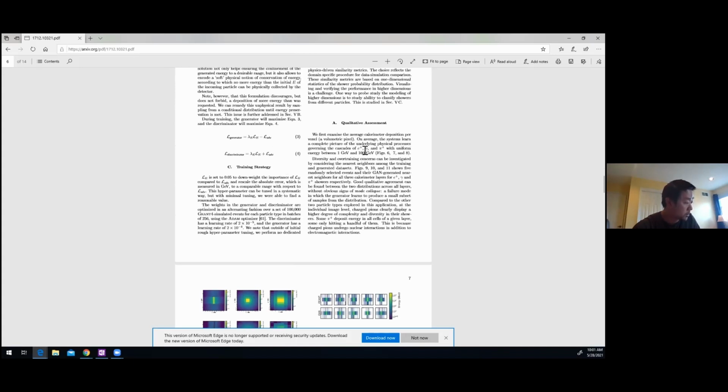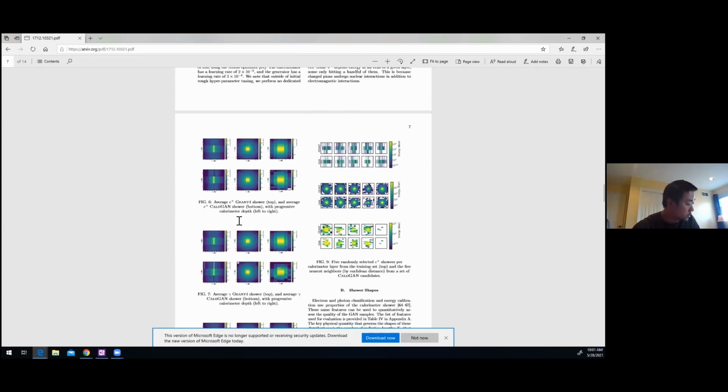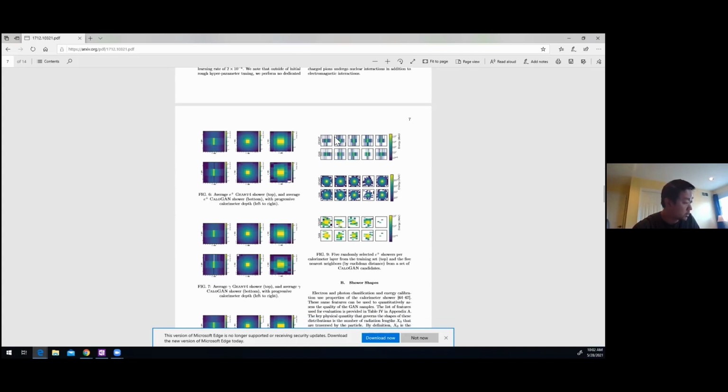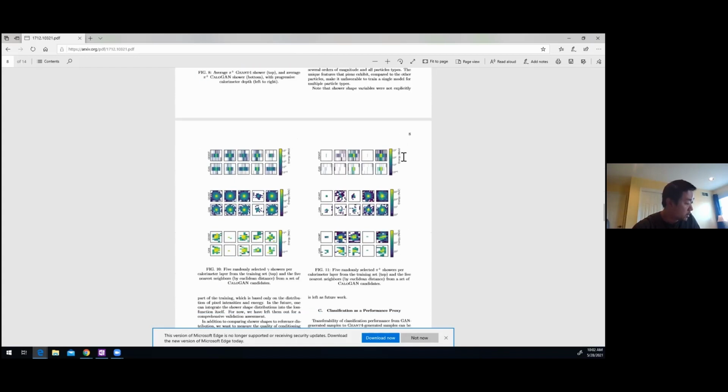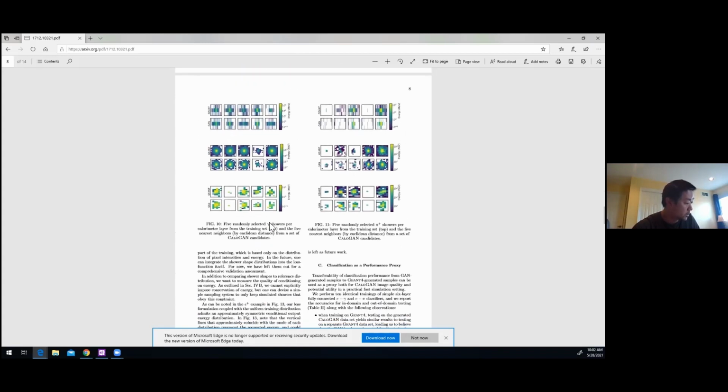You see they have positrons, photons, and pions in a range of incident energies. And yeah, so these are like the average images that they can make. These are, what are these? 5 randomly selected images, individual images, and their nearest neighbors in the GAN. So these are all qualitative assessments.